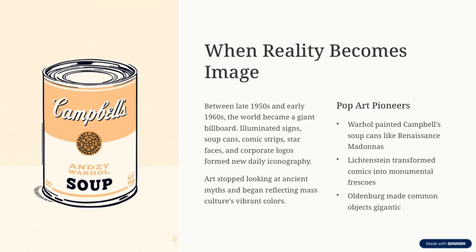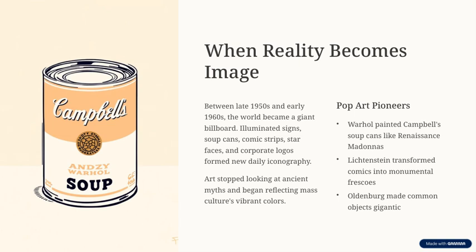This era marked a change in art, too. Art no longer solely looked to ancient myths or classical themes. Instead, it began reflecting the vibrant colors and imagery of mass culture, which was becoming more dominant.